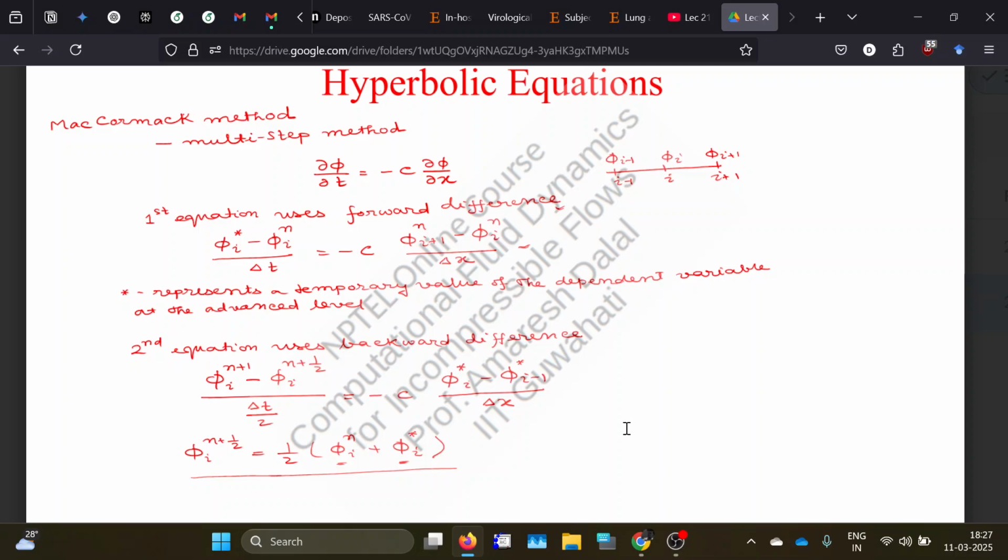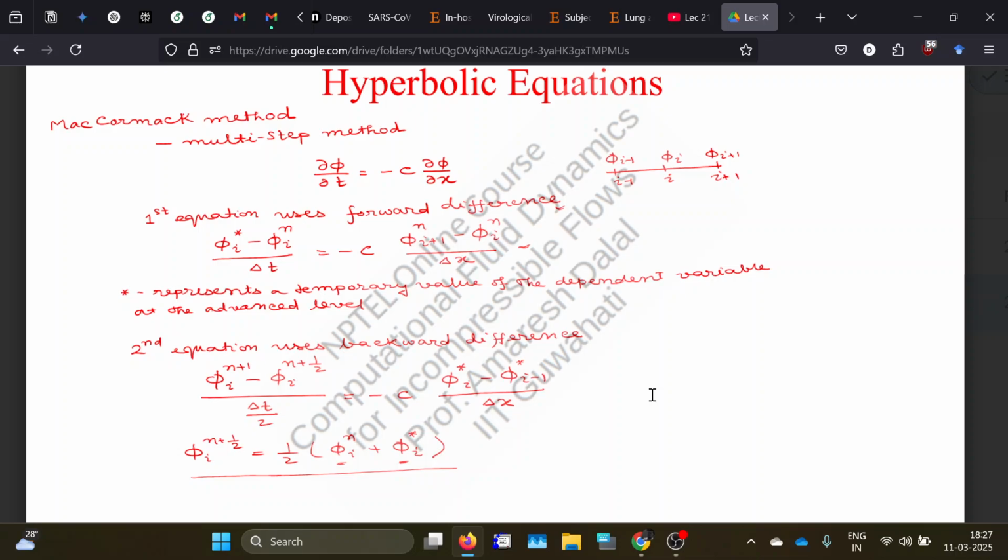Like you don't do a pure backward difference here, because in a pure backward difference, these values on the right-hand side would also be unknown values at n plus 1. But since we have a guess for what it could be at n plus 1, we take those guess values, the star ones. If this second step was a pure backward difference, then on the right-hand side, the space differencing should also have been phi i n plus 1 minus phi i minus 1 n plus 1, right?